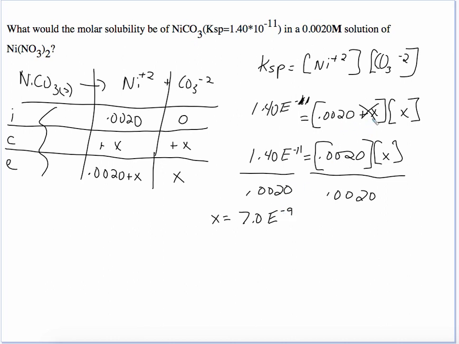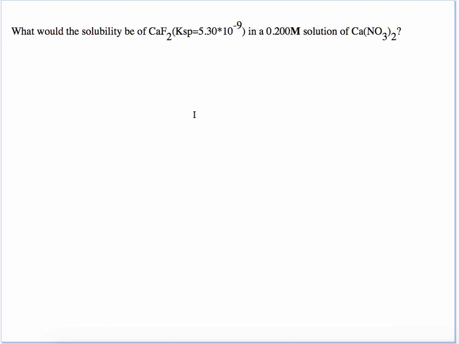And then you can just see, well, hey, did x really matter? If you add 7.0 e to the negative 9 to 0.0020, you still get 0.0020. So it's okay to drop that x. Okay, so that's the molar solubility of nickel 2 carbonate in a solution of nickel 2 nitrate. Okay, one more problem. Try this one on your own and see how you do.